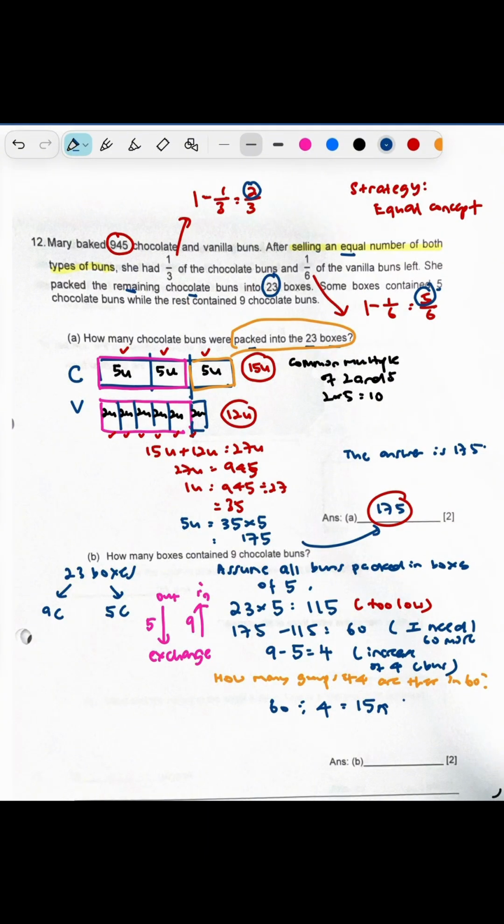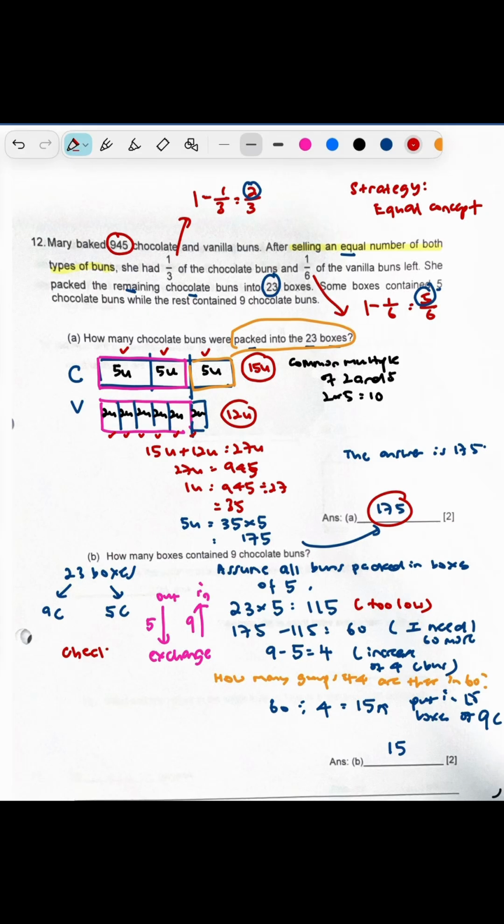So this one I put in 15 boxes containing 9 chocolate buns. Let me actually rewrite for you. 9 chocolate buns. So actually you already got the answer. How many boxes contain 9 chocolate buns? The answer is 15. But we are not so sure.